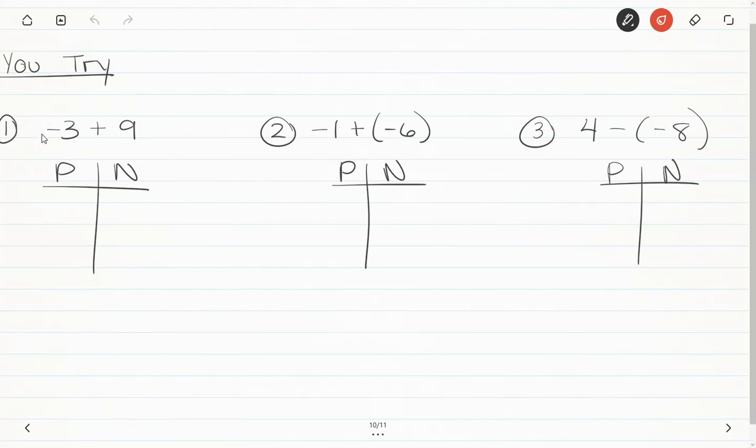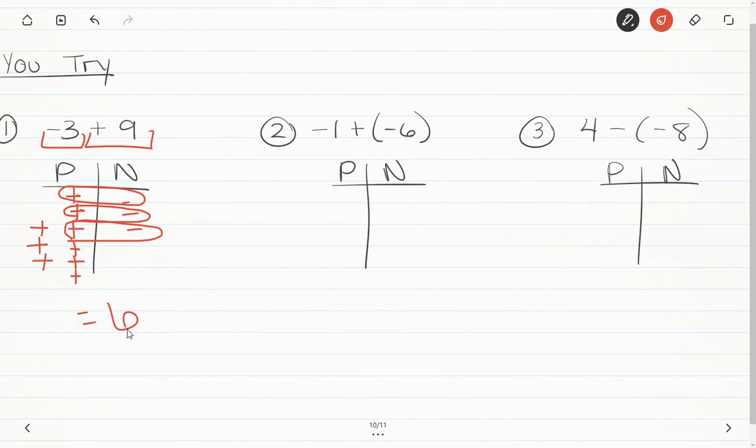So in the first one, I have a -3, so I'm going to document my 3 negatives here. And then I have a +9: 1, 2, 3, 4, 5, 6, 7, 8, 9. So I have to circle 1, 2, 3. And whenever I look at this, I have 1, 2, 3, 4, 5, 6 positives left over. So my answer for this one is +6.